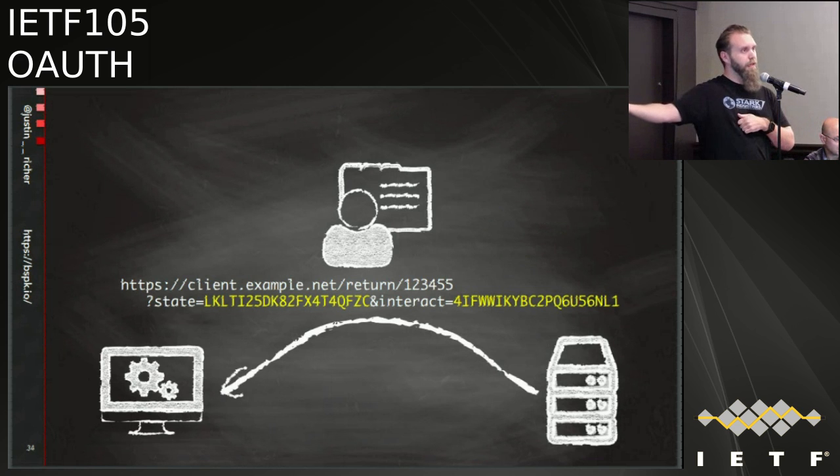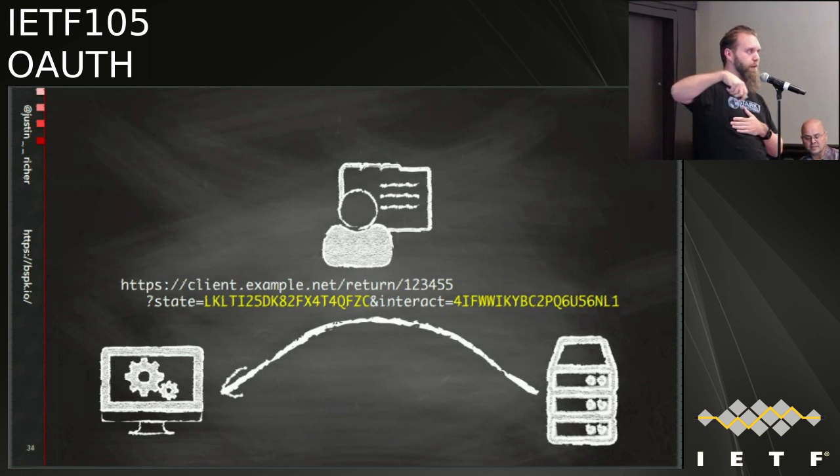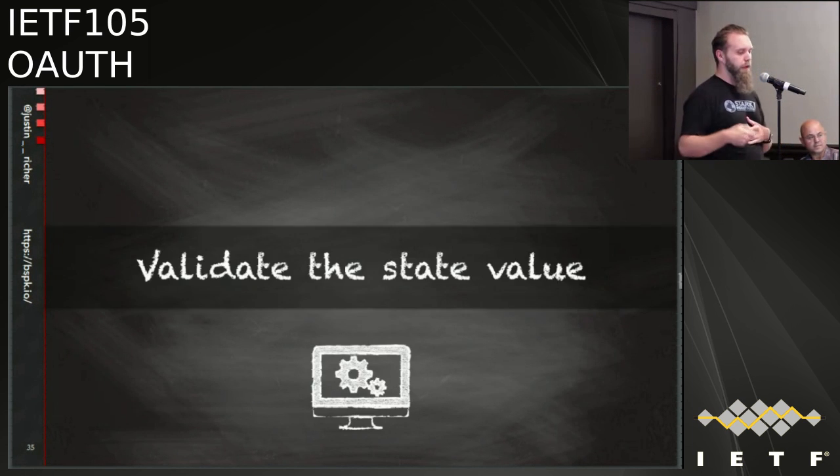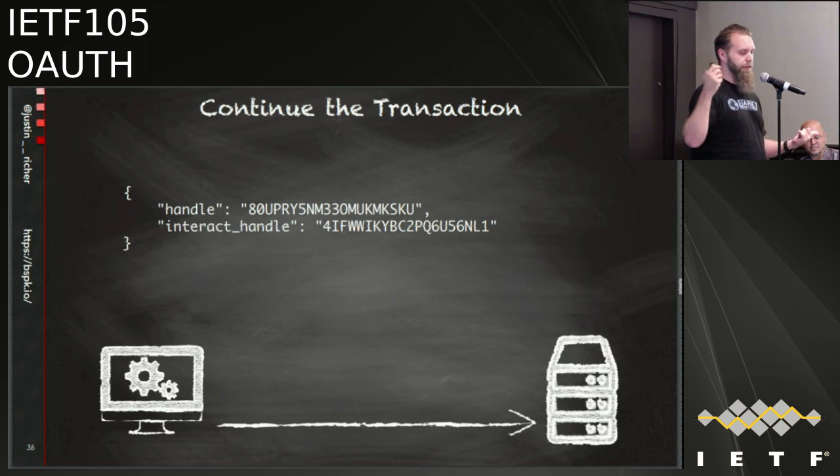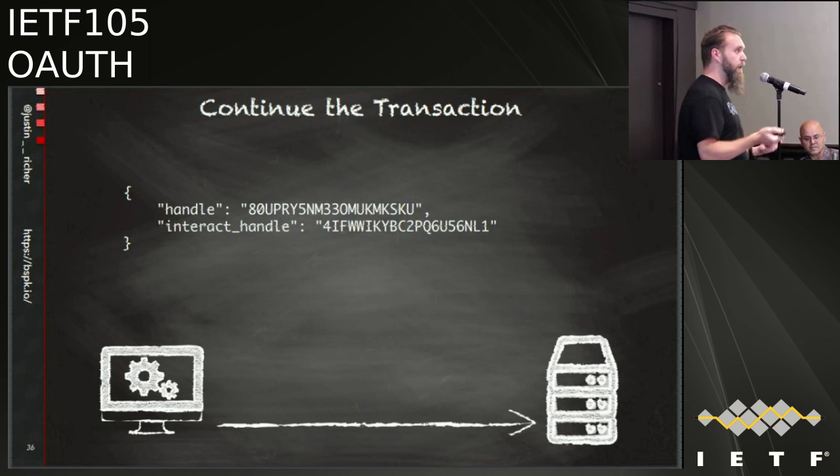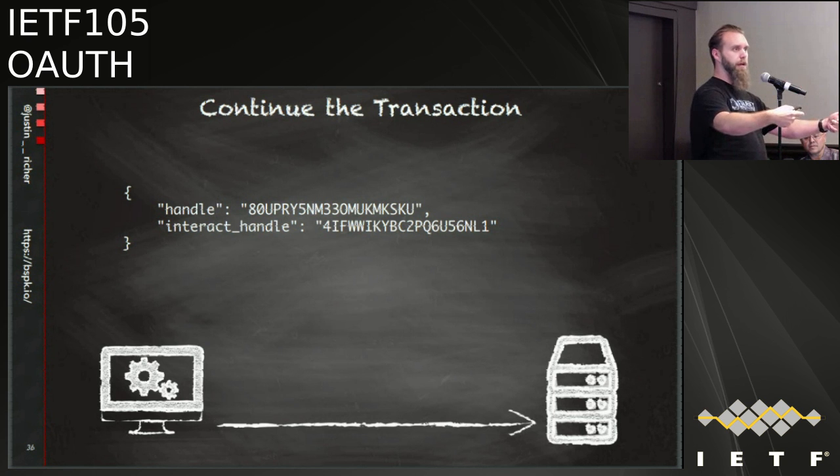Right now, I've got a separate state parameter that the client had pre-registered with that transaction request, and an interaction handle that comes back to the client. And then the client needs to validate that state value and send that back to the authorization server. Now, something that I kind of glossed over before was that when I got back that interaction URL, I was given what's called a transaction handle. That transaction handle is now used by the client. That's the first field there, in saying, I want to continue the transaction that I had already started. And to prove that I actually sent the user and went and did something, I have this interaction handle.